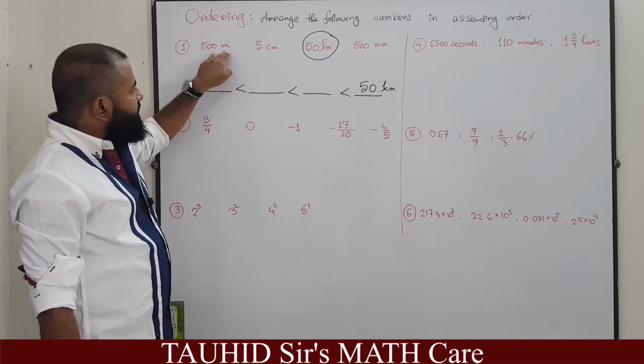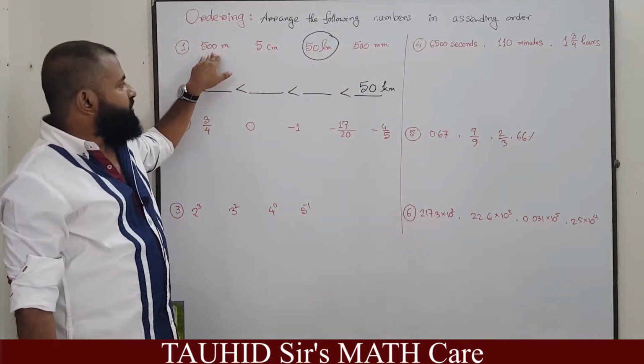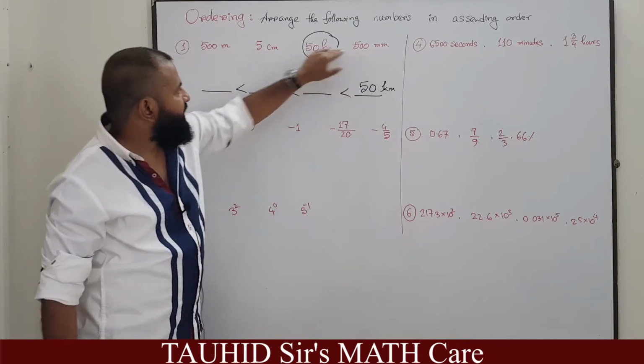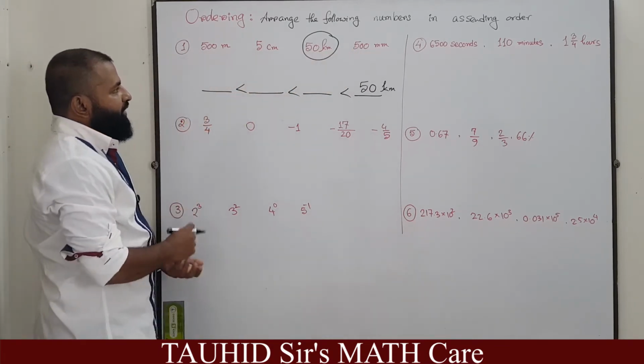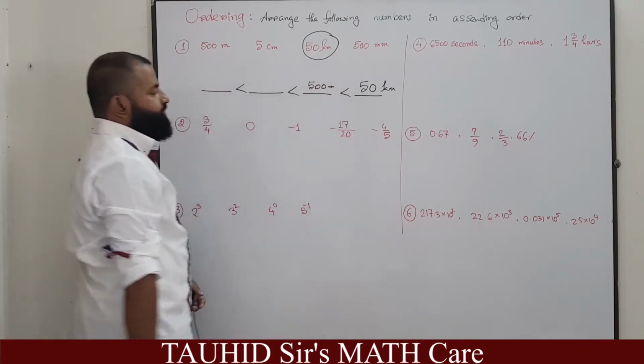Meter is greater than centimeter and millimeter. So 500 meter is obviously greater than 500 millimeter and 5 centimeter. So 500 meter will be placed in the second position.